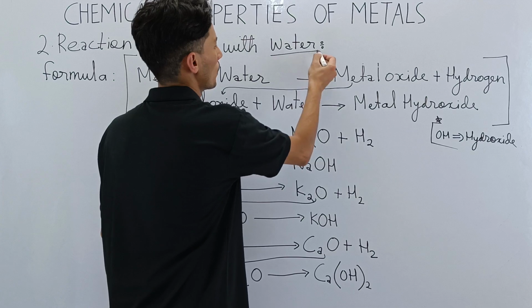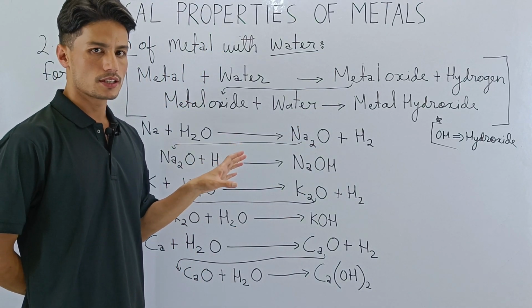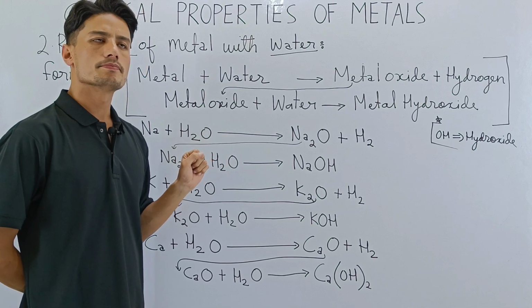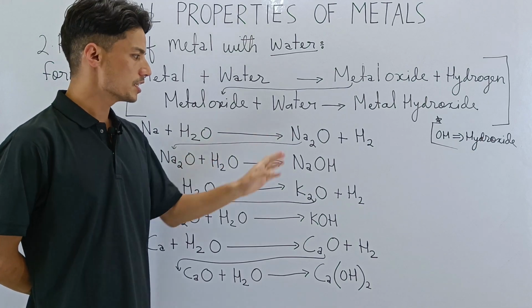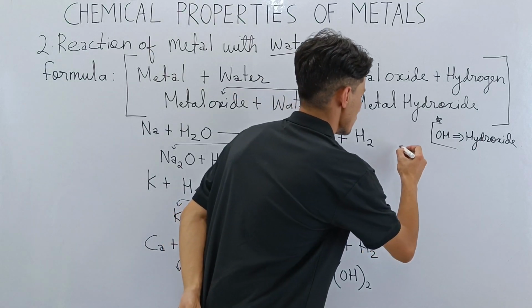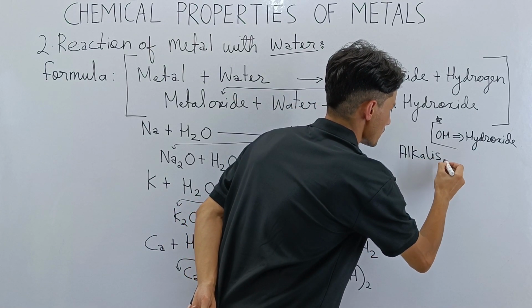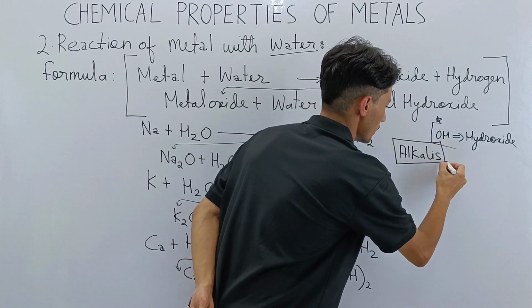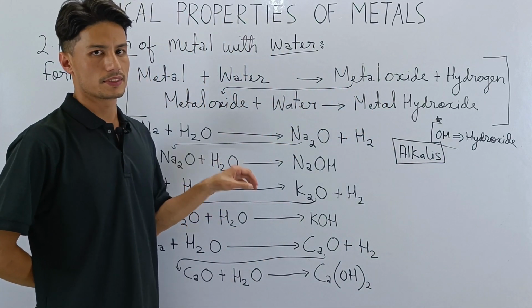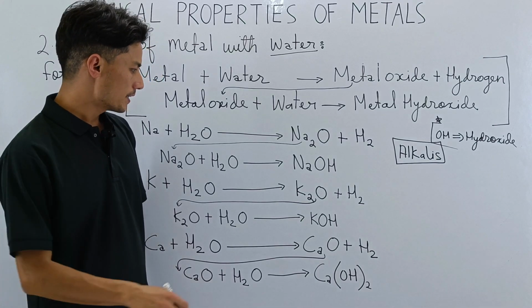Alright, so this is the reaction of metal with water. We are done with water. Now in this very topic, there's a small topic called alkalis. So what are alkalis? It is discussed in this very topic in the textbook. So let me tell you what alkalis are. Now class, pay attention to this.